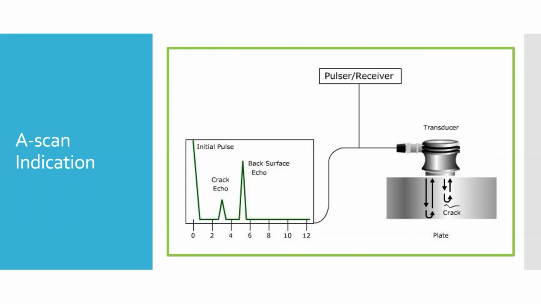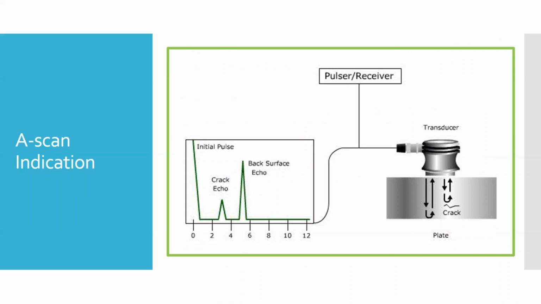And then as you move from a good area, or from a known good standard, over a flaw, you'll get some kind of indication somewhere between the front wall and the back wall. That tells you that you found a flaw. And so that's what's producing that crack echo right there.